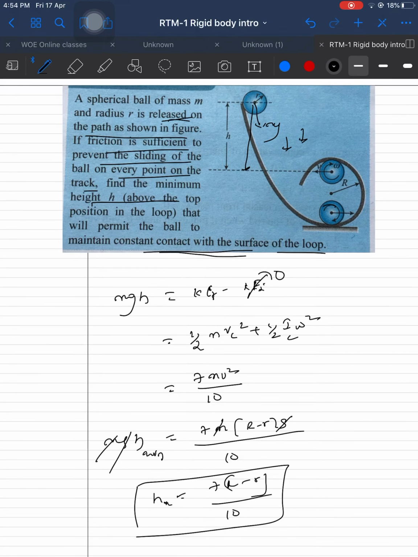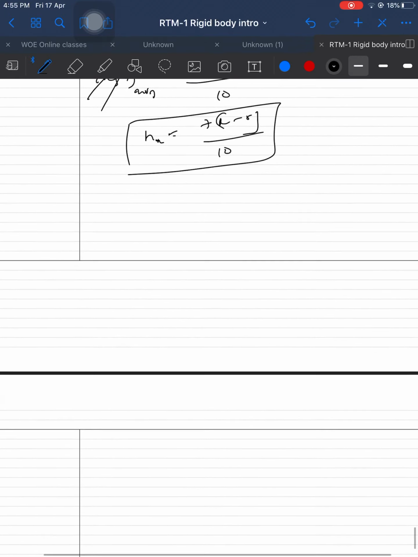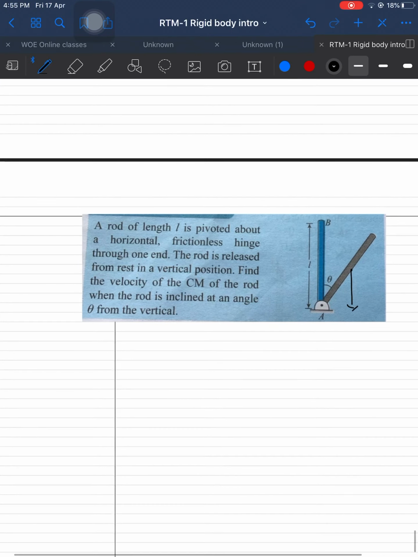This is the minimum height required for the body. If they ask about this other point, what are you supposed to do? The same height applies, and from here to here how much will be added? 2r. Keep this in mind and try to solve other problems. Let's go to the other question.